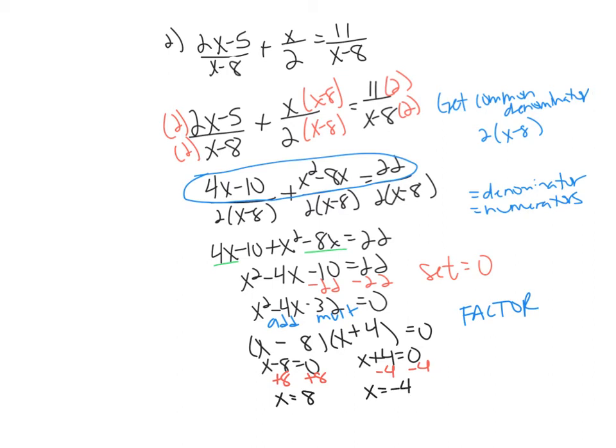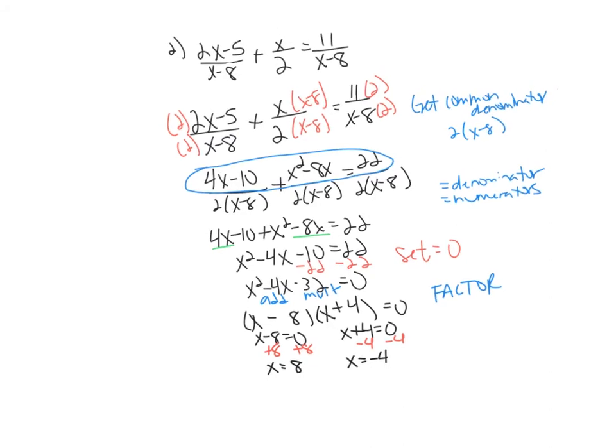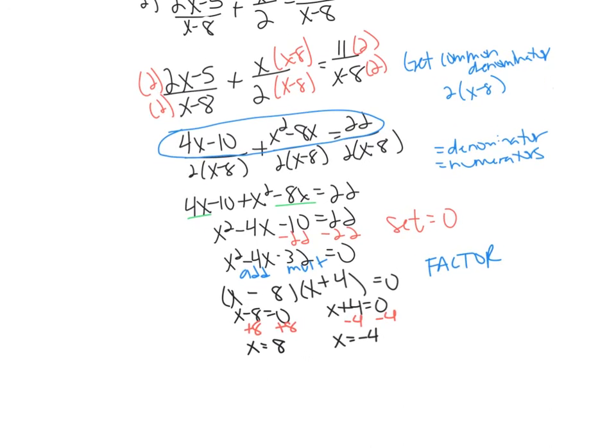So before we box it, we must always remember to check. Now, let's look at our denominators here. Let's look at x equals 8. Let's go back. Where is our denominator? Our original denominator was x minus 8. If x minus 8 equals 0, that means x cannot equal 8. So we are going to have to reject 8. Adios, reject.